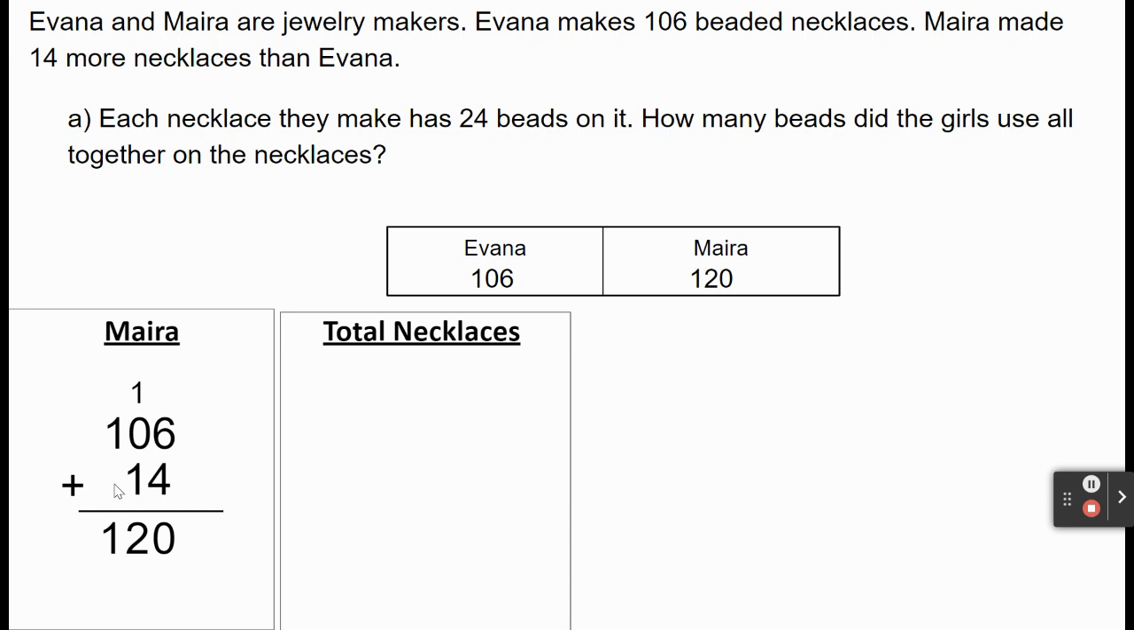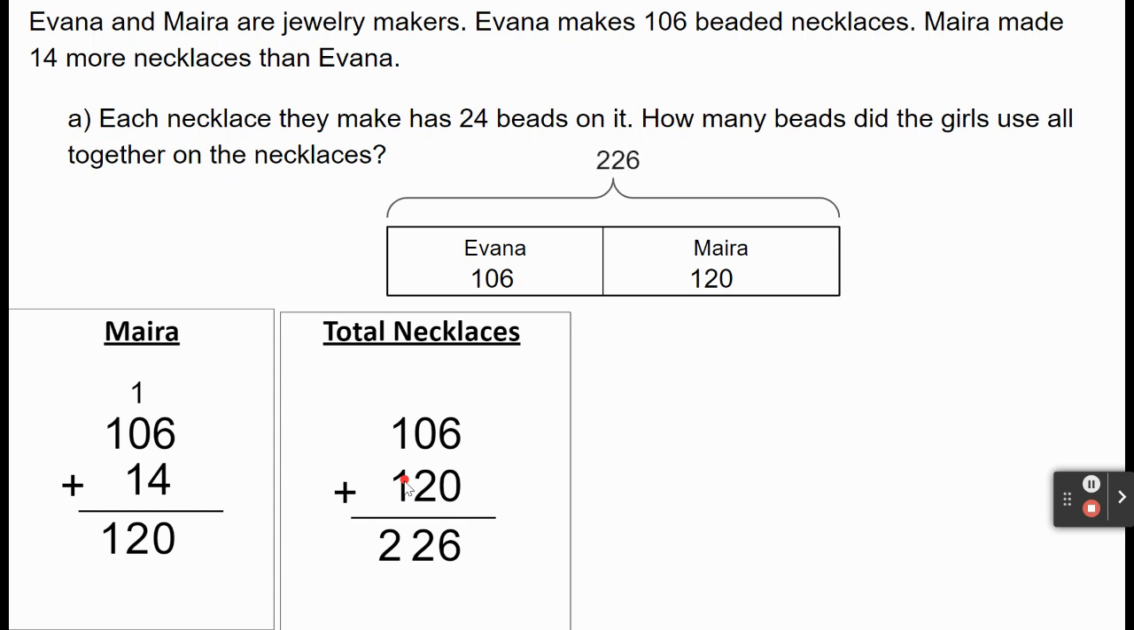So what we're going to do is add 106 plus 120 to find out the total amount of necklaces made. In the ones place, 6 plus 0 is 6. In the tens place, 0 plus 2 is 2. And in the hundreds place, 1 plus 1 is 2. So the girls made 226 necklaces all together.